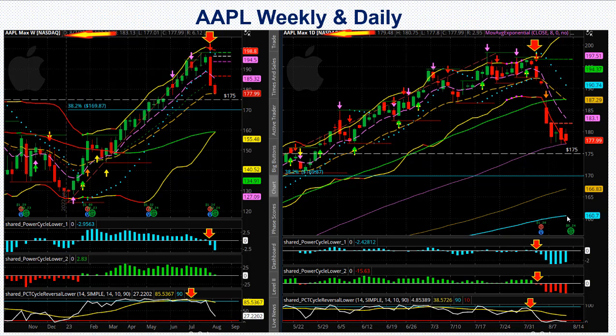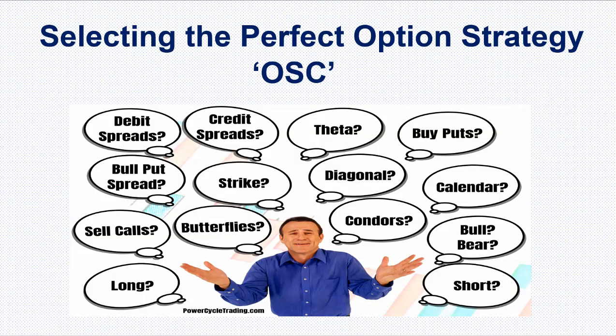And then the really big one is the 200 right here at 160. Now the next step is very important as well. So this is selecting the perfect option strategy. So that's what I call the option strategy confusion.